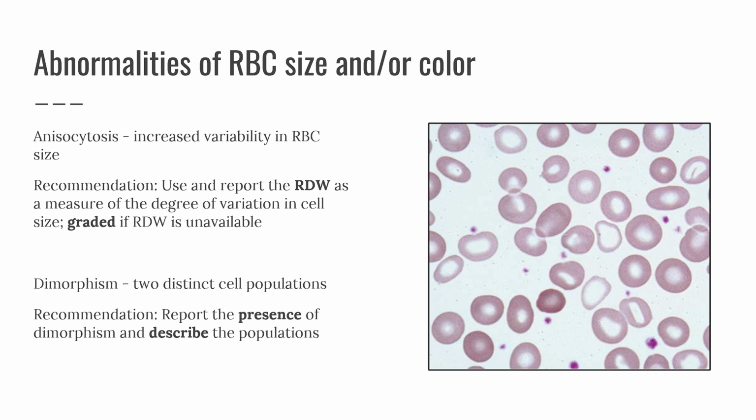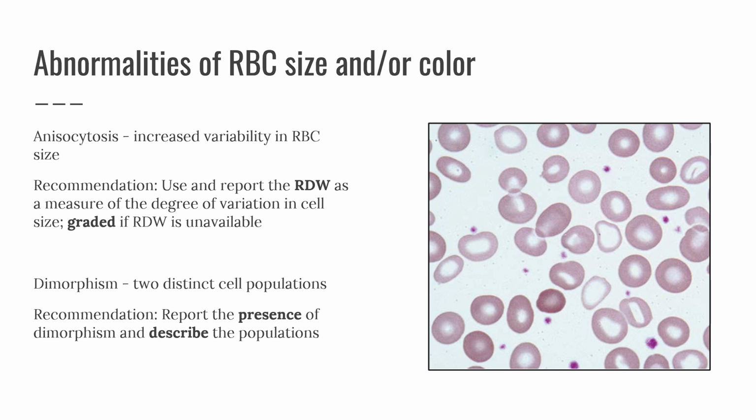Anisocytosis is the presence of increased variability in RBC size, and the RDW from the automated analyzer can actually reflect the presence of anisocytosis. However, this is a non-specific finding. The recommendation is to use and report the RDW as a measure of the degree of variation in cell size. However, if this parameter is not available in your analyzers, then you can grade the anisocytosis manually.